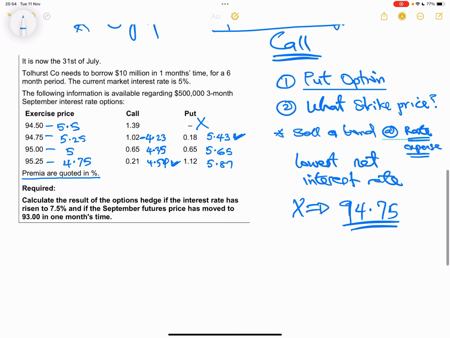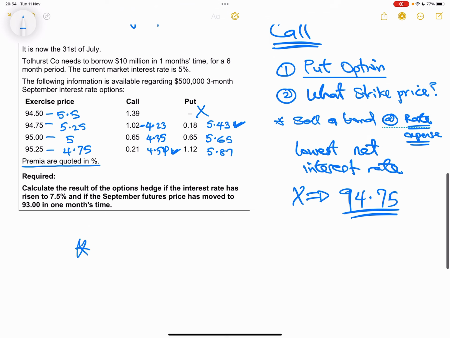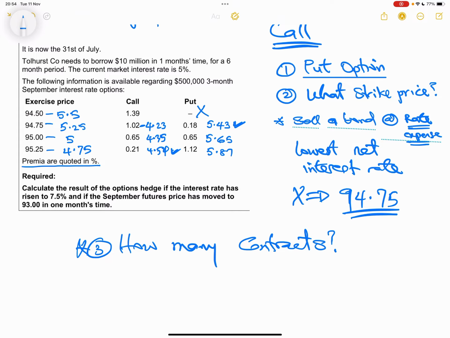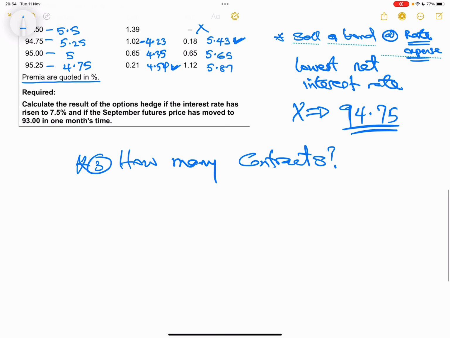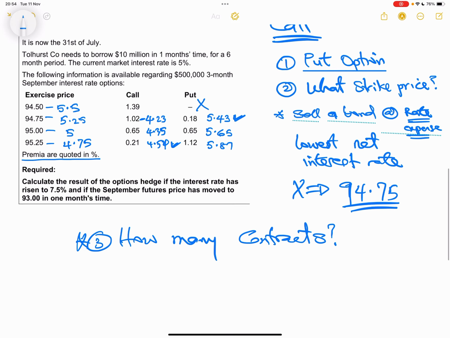Once you sort that one out, then you ask the next question. How many contracts? Because remember, I always warn you, before you compute your premium on option, you need to know how many contracts you need. And you must always compute your premium on the number of contracts, because sometimes you might have some amount that you cannot hedge because of the restrictions coming from your quantity or size of your contract. So these questions already told us that the total sum we need is 10 million and each contract is 500,000.